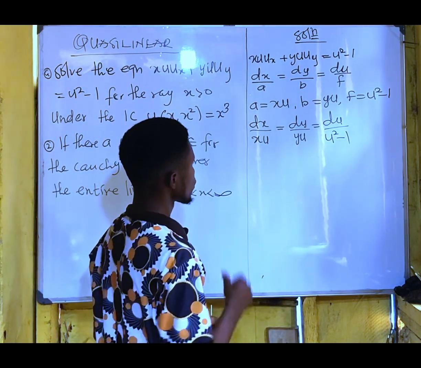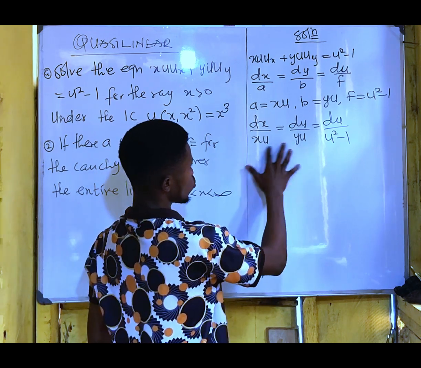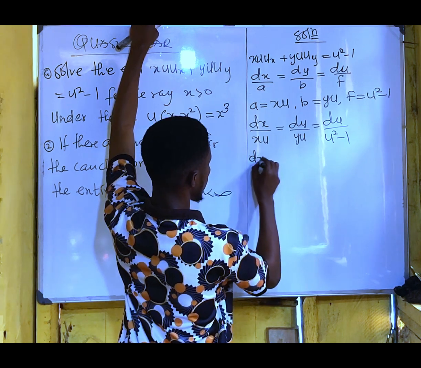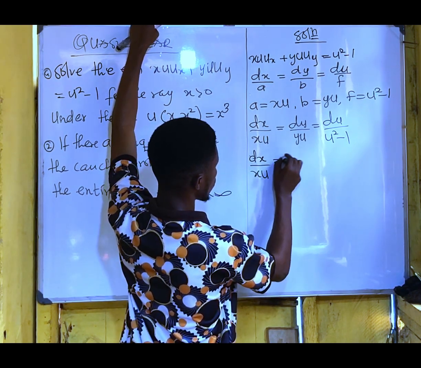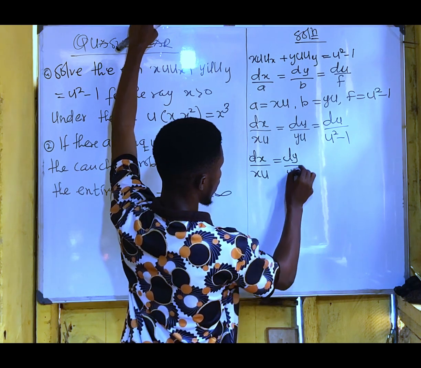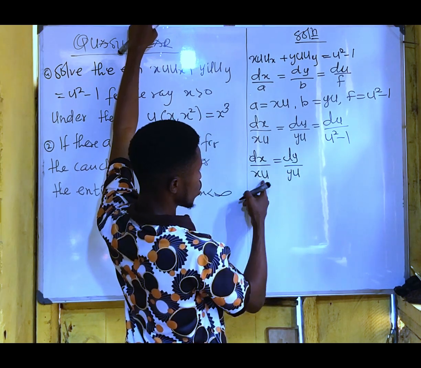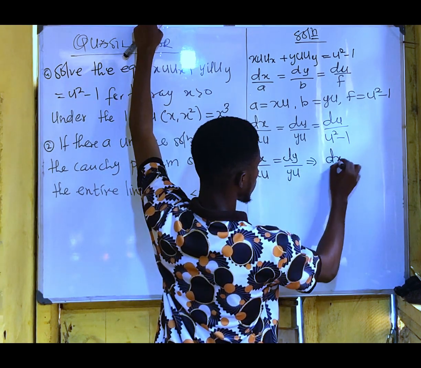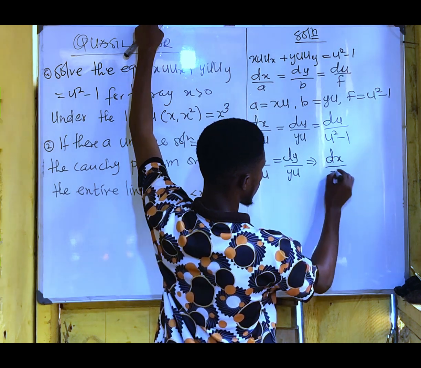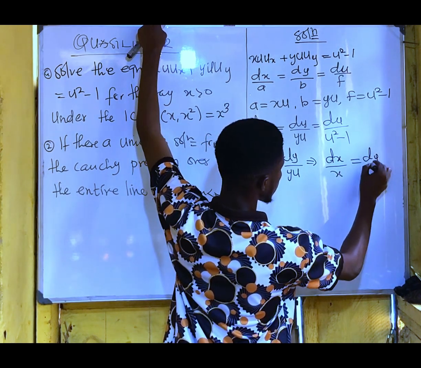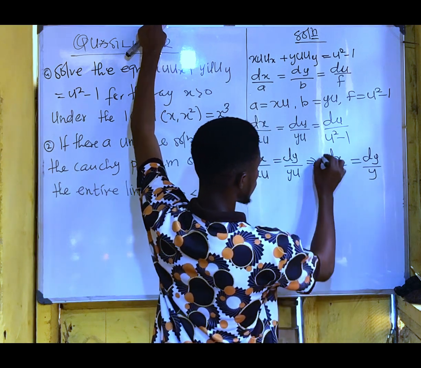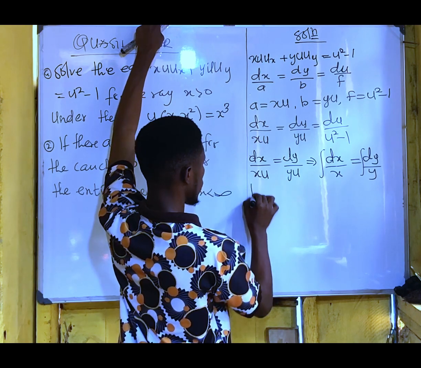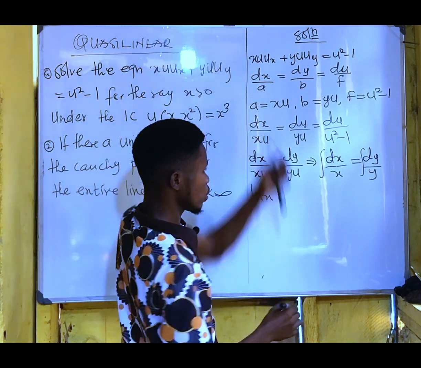So now, first of all, let's compare these two. We can solve it. Looking at this one, we have dx over xu equals dy over yu. If I multiply both sides by u, the u will go away, leaving dx over x equals dy over y. So you can integrate this. Now if you integrate this, you have ln x.